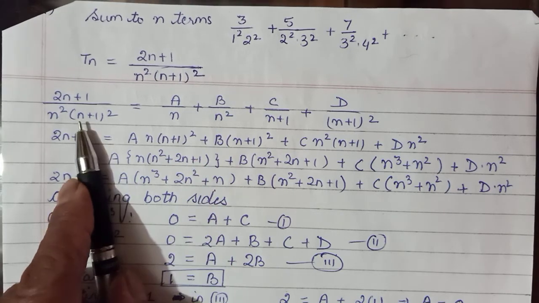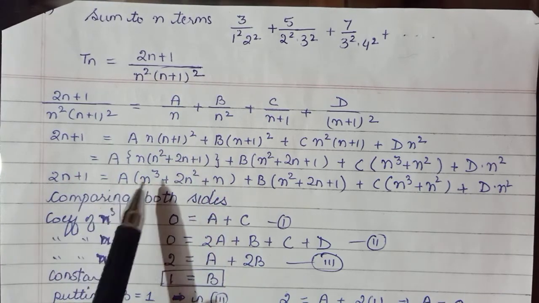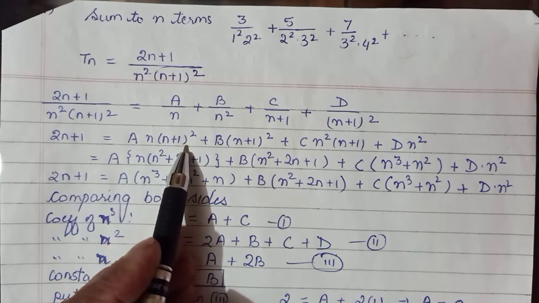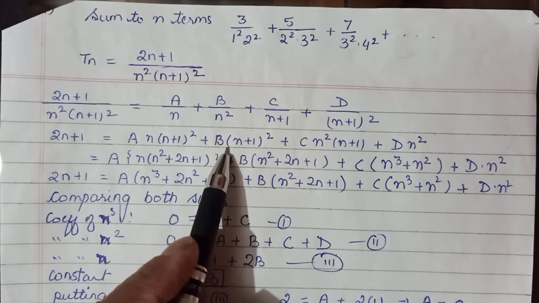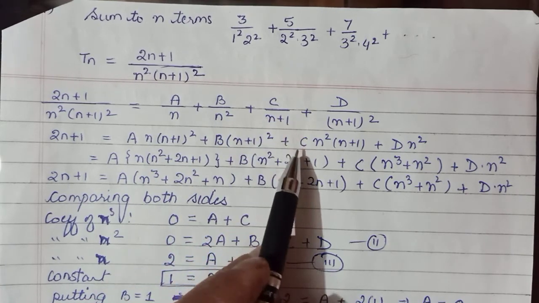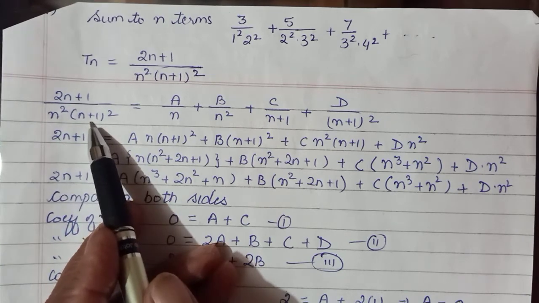So for that again we'll cross multiply this here. So here one of the n gets cancelled, we are left with n plus 1 square. With b, n square पूरा cancel हो जाएगा, तो only n plus 1 square. With c, one of the n plus 1 will get cancelled, so we'll be left with n square and a single n plus 1.